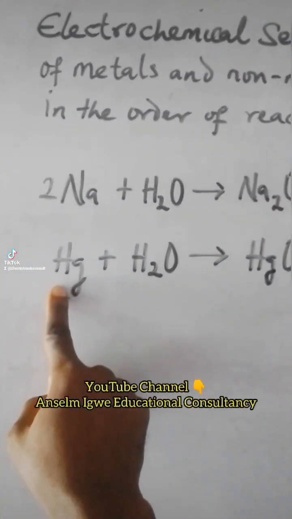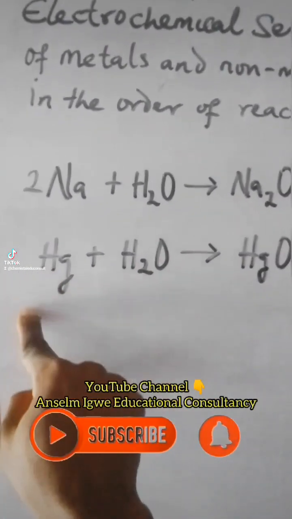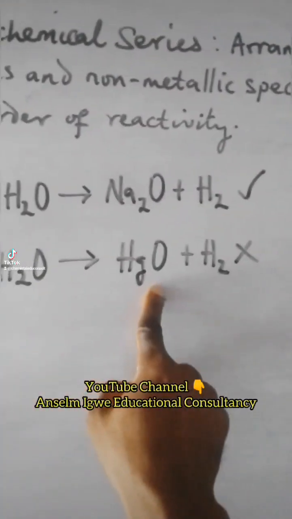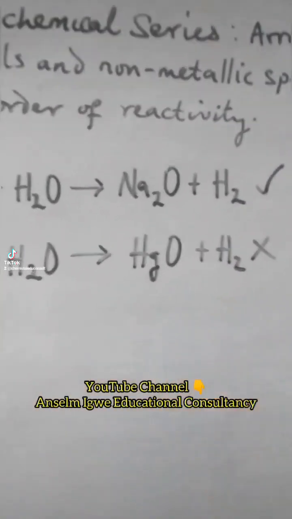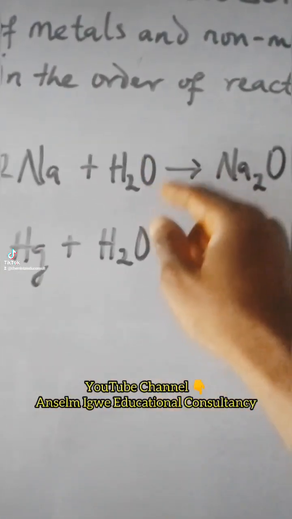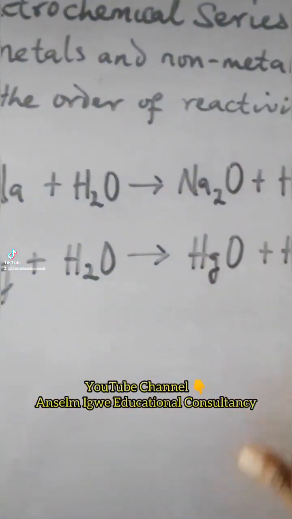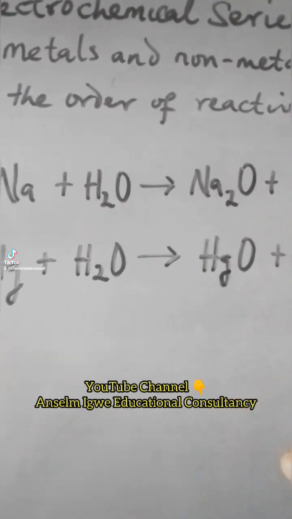But here, mercury cannot displace hydrogen from its compound because mercury is less reactive than hydrogen. And that is why formation of mercury oxide is impossible. That is why this reaction is not feasible. So it's not only about displacing hydrogen from its compound. A metal can displace another metal from its compound based on their position on the electrochemical series.